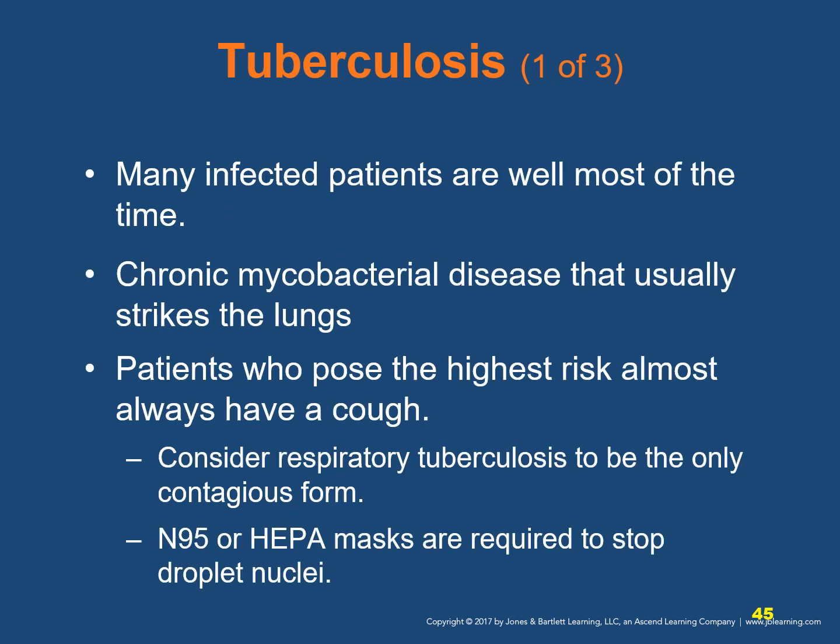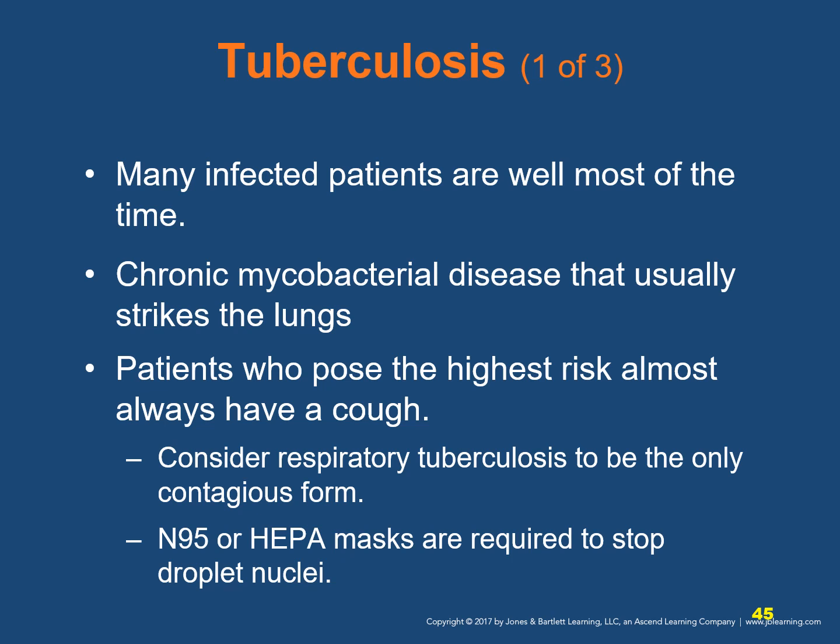Tuberculosis. Many infected patients are well most of the time. A chronic mycobacterial disease that usually strikes the lungs. If the disease involves the brain or kidneys, the patient is only slightly contagious. Disease that occurs shortly after infection is called primary tuberculosis. Reactive tuberculosis is common and can be much more difficult to treat, especially because an increasing number of tuberculosis strains have grown resistant to most antibiotics.